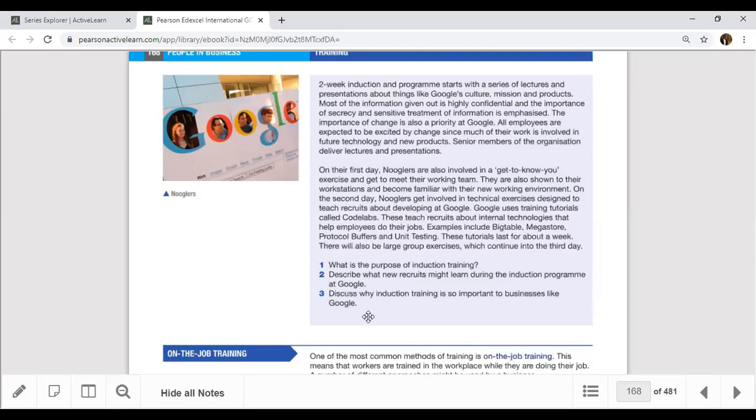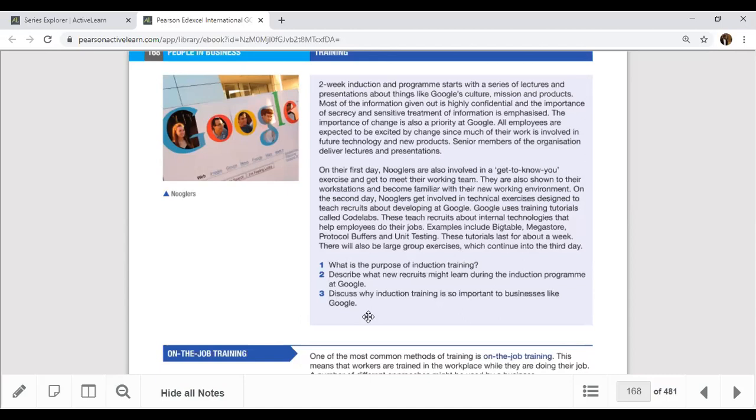At Google, induction is important because recruits have to understand the Google way. Most of the information given out is highly confidential, and the importance of secrecy and sensitive treatment of information is emphasized. The importance of change is also a priority at Google, and employees are expected to be excited by the changes, since much of their work involves future technology and new products. Sometimes there are small changes, like email security notifications and new coding things.